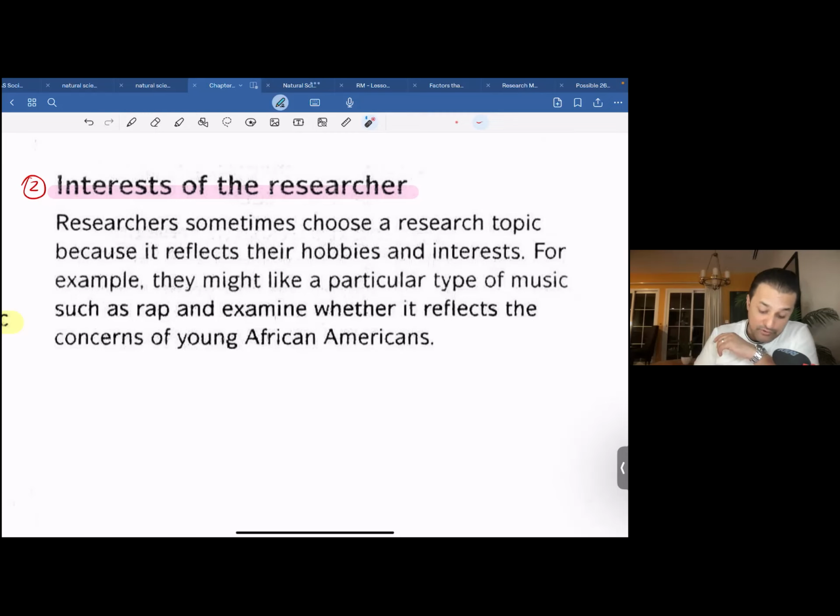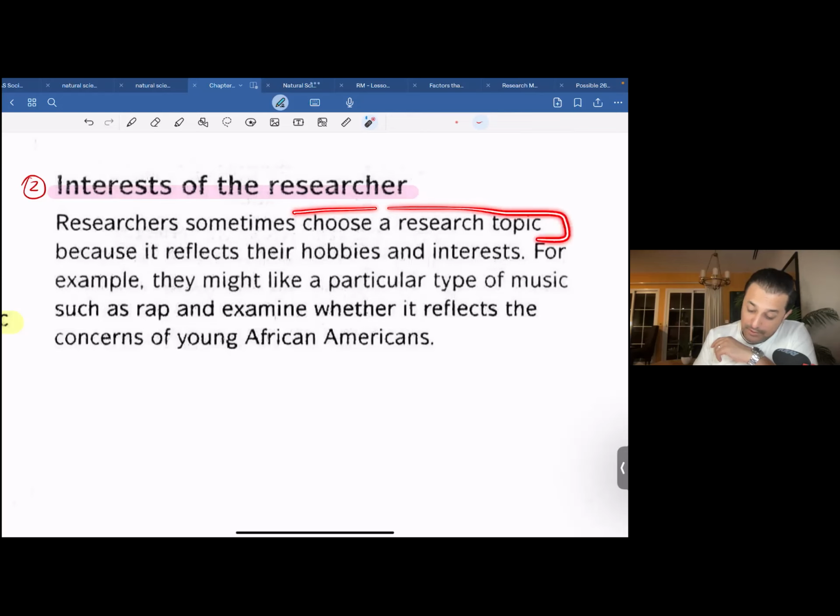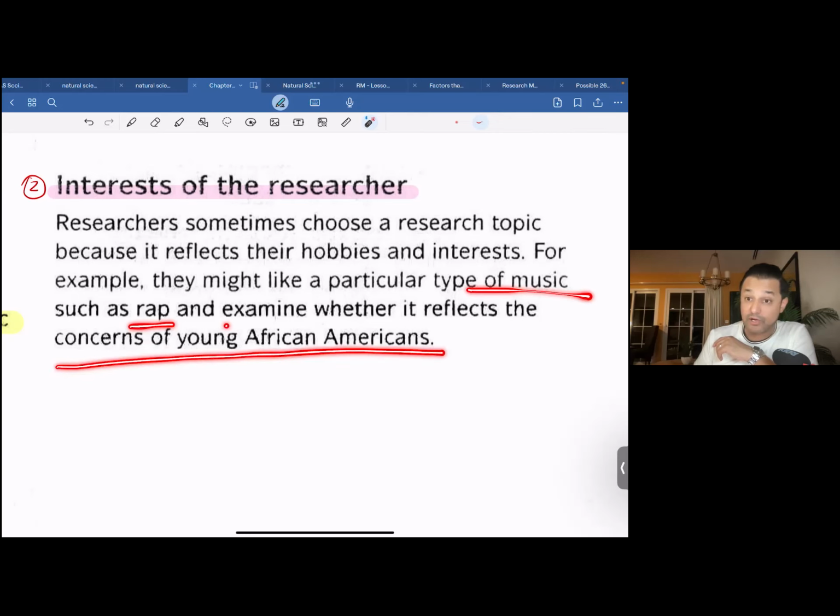So the interest of the researcher might lean towards a particular topic being studied, right? Researchers sometimes choose a research topic because it reflects their hobbies or their own personal interests. For example, they might like a particular type of music, such as rap, and examine whether it reflects the concerns of young African Americans. So the interest of the researcher ends up affecting the topic he or she decides to conduct research on. We've spoken about the first factor, accessibility to the group, and the second factor, interest of the researcher.